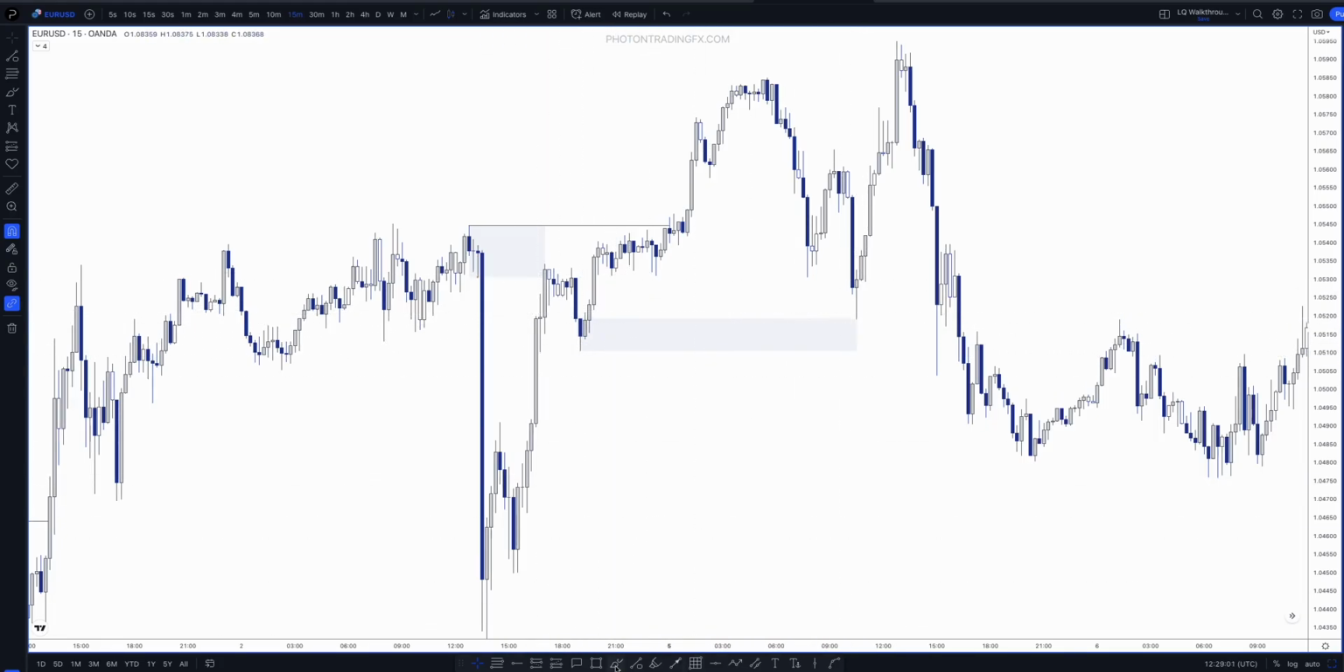Okay, and what do you want to know? If it swept liquidity. Anything in the reaction leg, was there any lows in there that got swept? Yes, we came down, we came up, we came down, right? So we swept the liquidity below that low there.